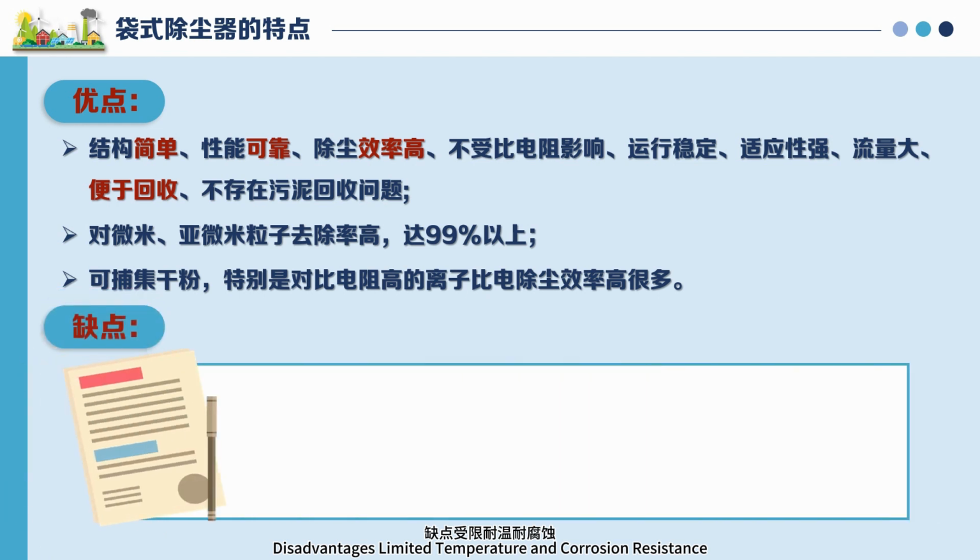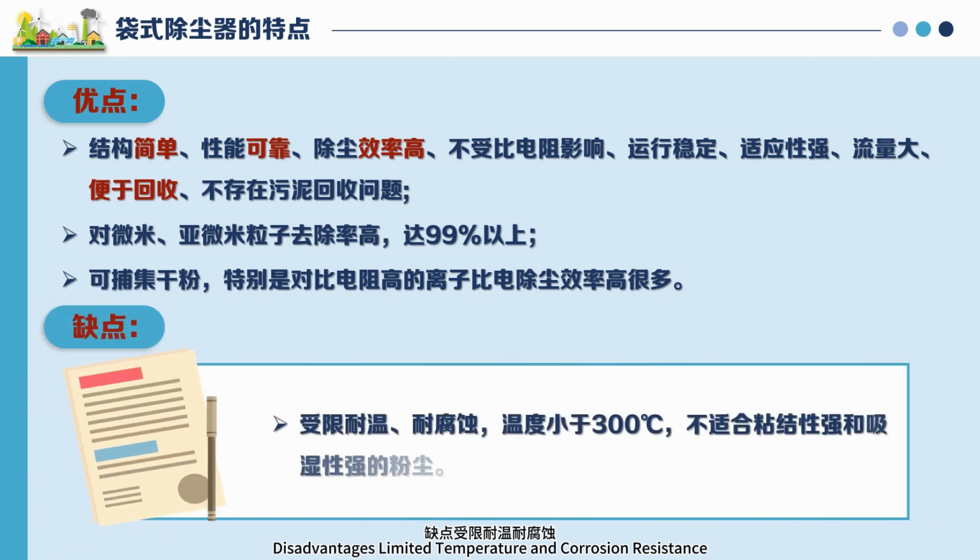Disadvantages: limited temperature and corrosion resistance. Temperature must be less than 300 degrees Celsius. Not suitable for dust with strong adhesion and moisture absorption.